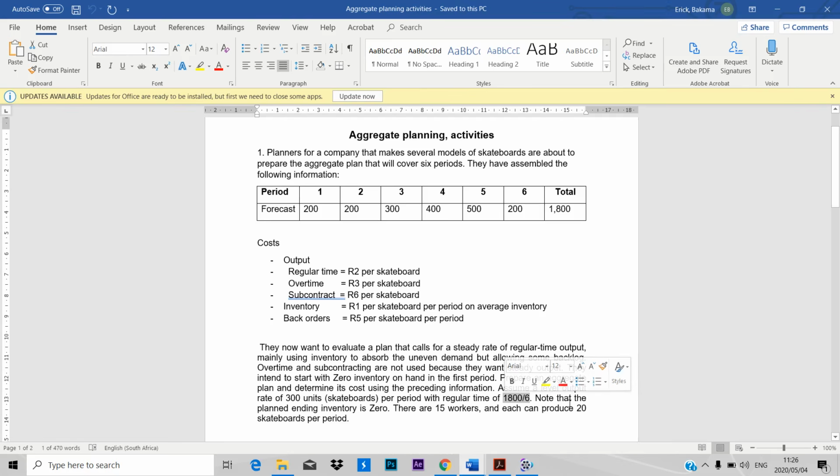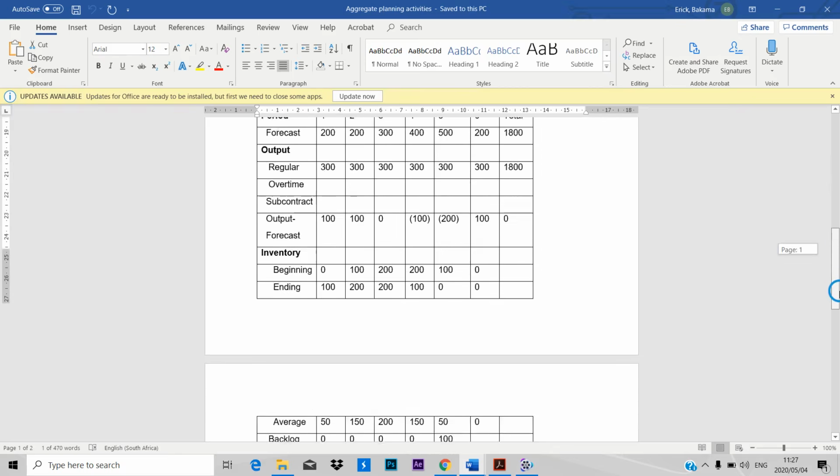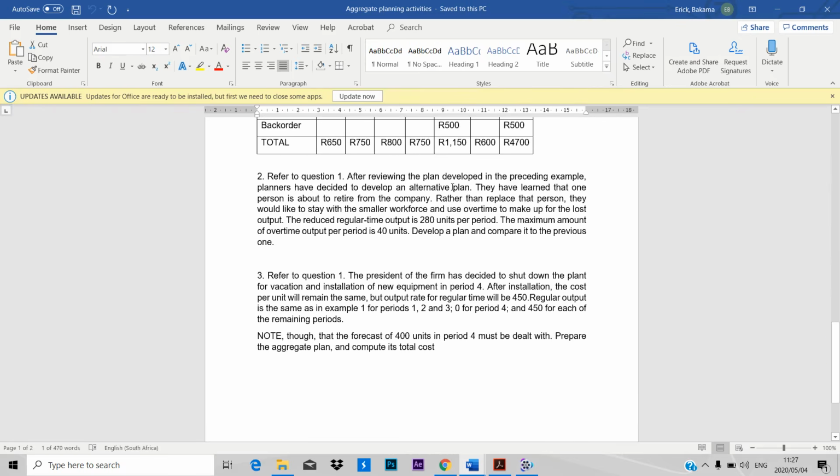They say that the planned ending inventory is 0. They have 15 workers and each can produce 20 skateboards per period. This is just some information they're giving us, and based on it we did all this calculation.